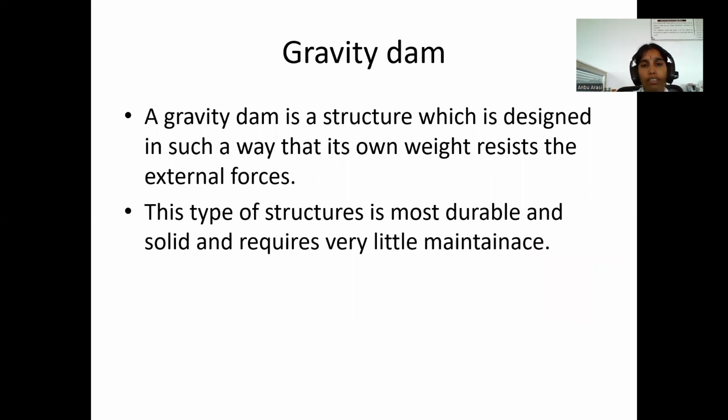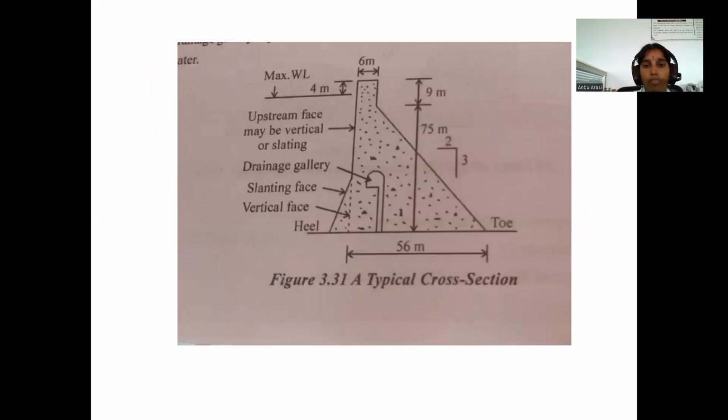Next, gravity dam. A gravity dam is a structure which is designed in such a way that its own weight resists the external forces. This type of structure is most durable and requires very little maintenance. That is the typical cross section of a dam. This portion is called a drainage gallery. This is the vertical face, this is the landing face. This portion is called the heel, and the front portion is called the toe.